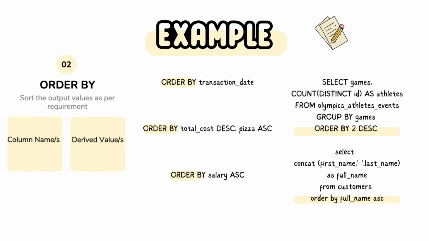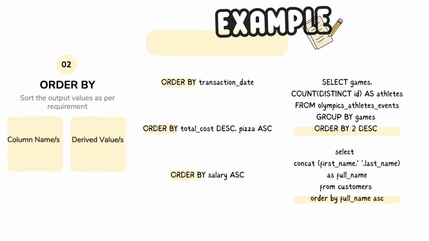In the first example, we are simply ordering by transaction date column, and since we have not specified anything explicitly, the default value is ascending. So the result set will be ordered by transaction date in ascending order, that is smallest to largest. Whichever date comes first will be at the top, and whichever date is the maximum will be at the last. In the second example, we are doing order by total cost descending and pizza ascending. Here we are using two columns. The first column will be sorted in descending order, and when both the values are the same, then the second column will be used to determine the final sorted output.